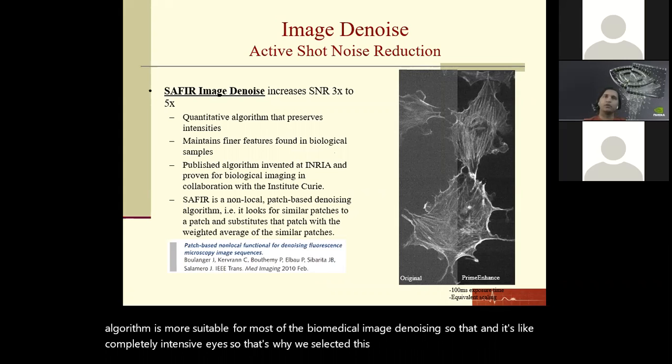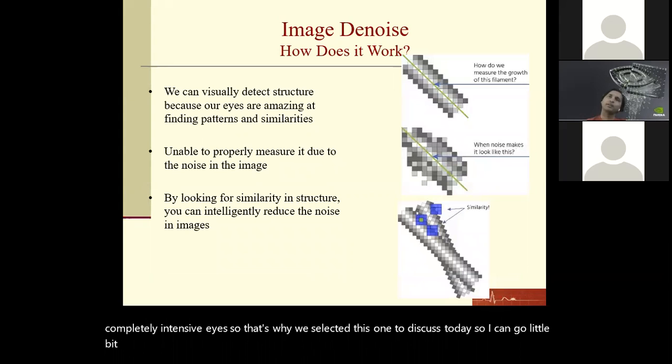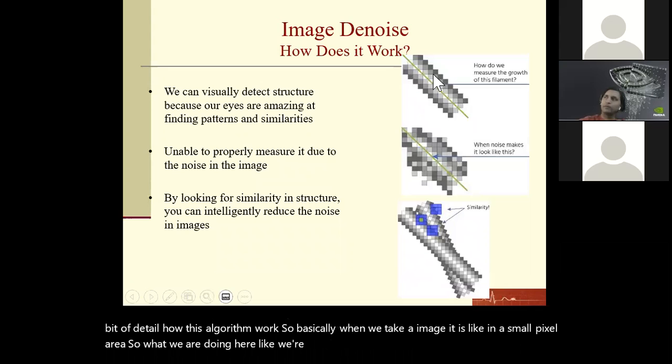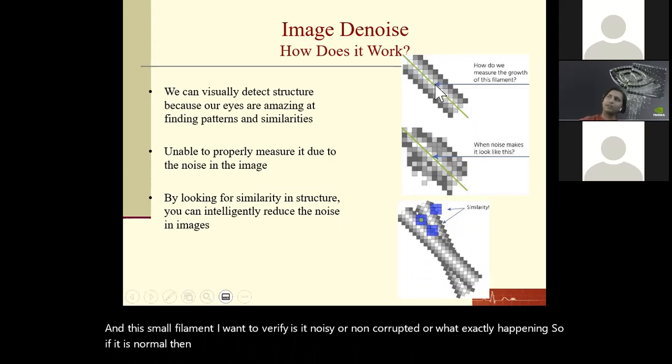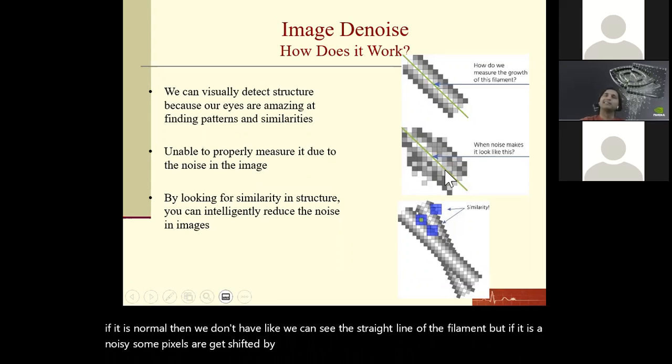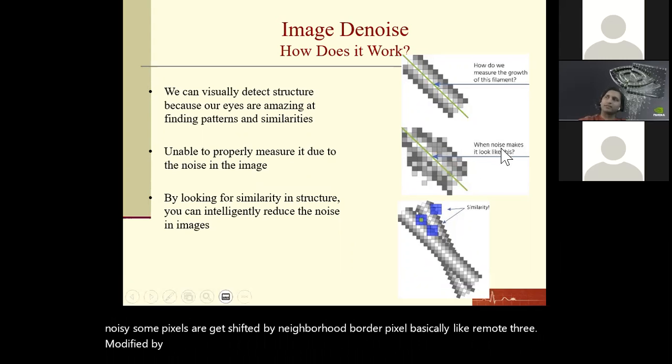I can go into a little detail on how this algorithm works. When we take an image, it is in small pixel areas. Here, this is my pixel, and this small filament I want to verify: is it noisy or non-corrupted, what exactly is happening. If it is normal, we can see the straight line of the filament. But if it is noisy, some pixels get shifted in the neighborhood, like 3 by 3 or 5 by 5, and some pixels get disturbed by the noise.